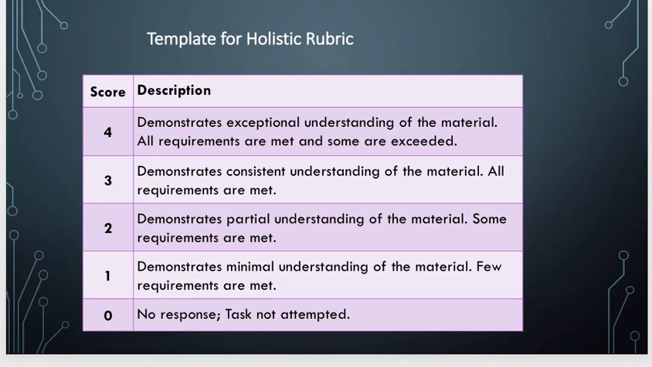Here's what a template for a holistic rubric looks like. Basically, it's a rating scale where you have anywhere from 3, 4, or 5 levels of competency that you might be looking for. And as you can read on the slide, these are our typical indicators for criteria in a holistic rubric. It's actually in some ways like a checklist.